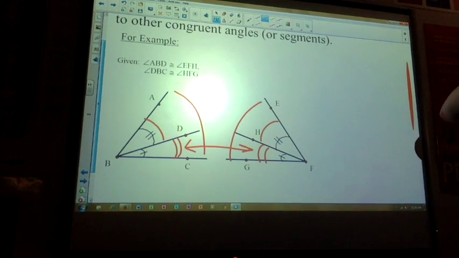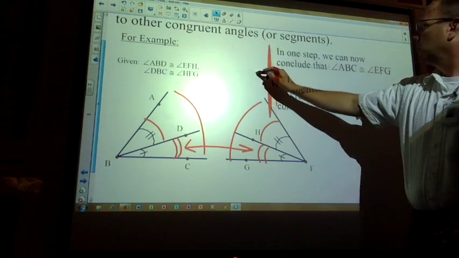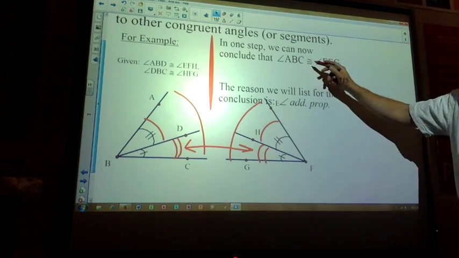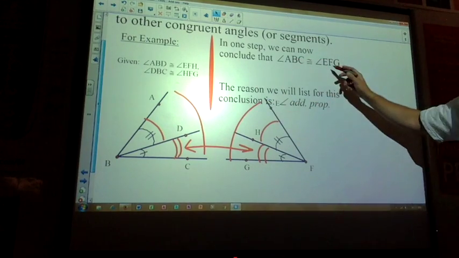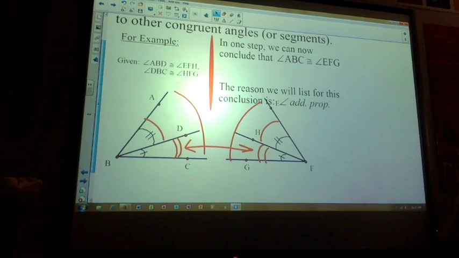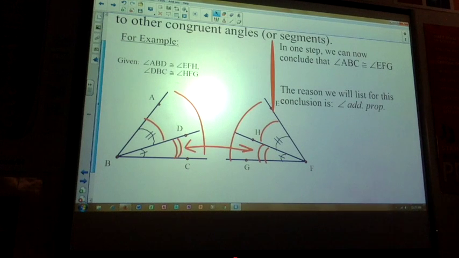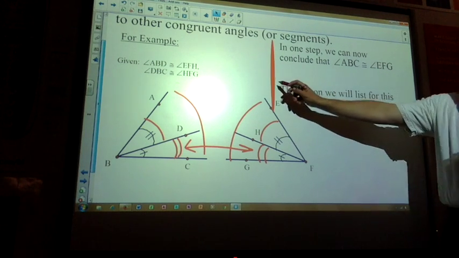I'm choking on something. In one step, we can now conclude that angle ABC, the whole big angle, is equal to EFG, excuse me. And the reason for this is the angle addition postulate, they say property, same idea. Is that all right? We good? Happy? Can I move that off the screen?